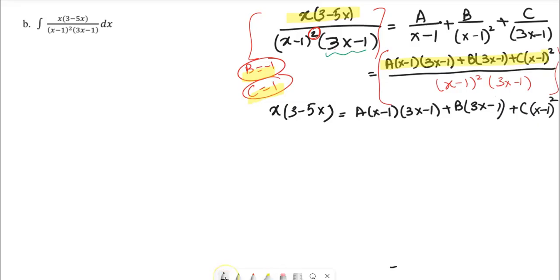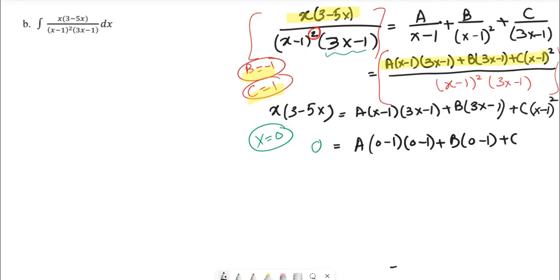Therefore, to find A, I need another x value, but I only had 2 factors. So you can assume x really anything. So pick one which is easy to handle. So let's say x is 0. When I put 0 on the left hand side, everything will just become 0. On the right hand side, when I put 0 minus 1, 0 minus 1 plus b, 0 minus 1 plus c, 0 minus 1 whole square.